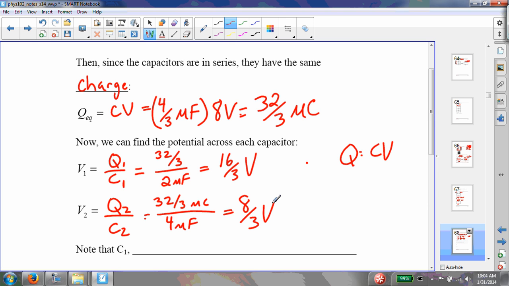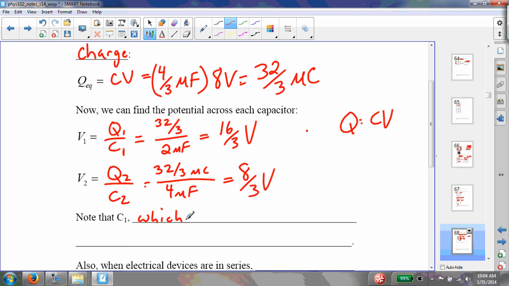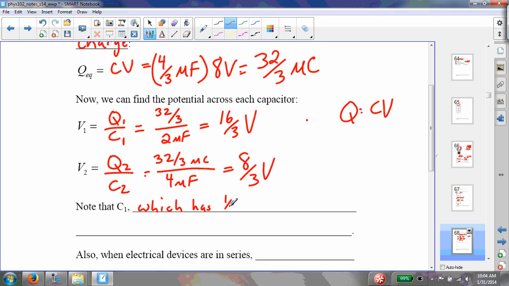All right, so those are V1 and V2. So notice here that C1, which has half the capacitance of C2, you know, C1 was 2 microfarads and C2 was 4 microfarads. It has half the capacitance, but it has twice the potential difference. Twice the voltage of C2. Notice it had 16/3, and this only had 8/3.